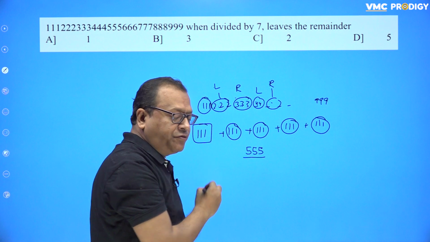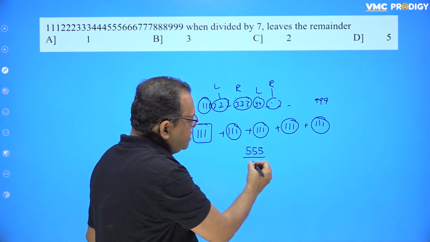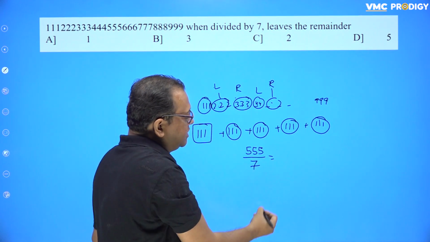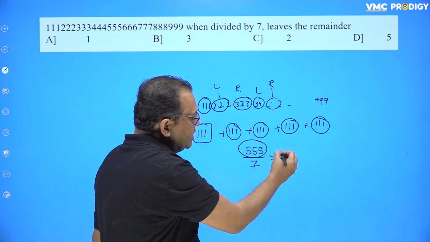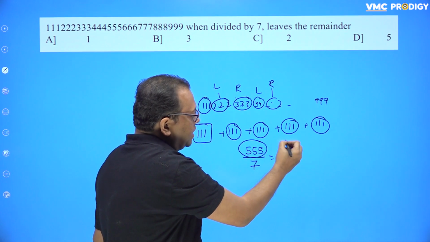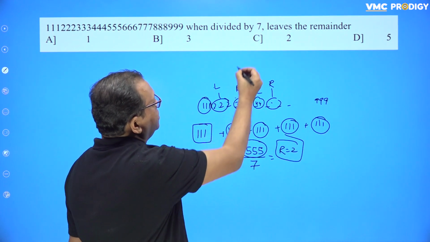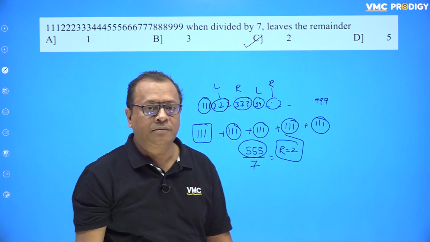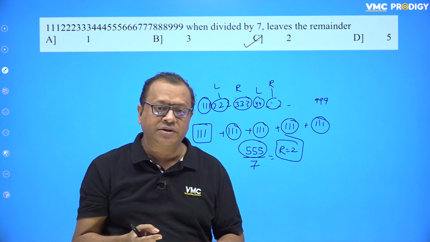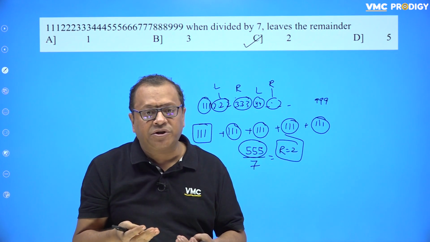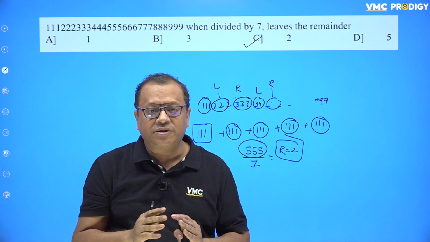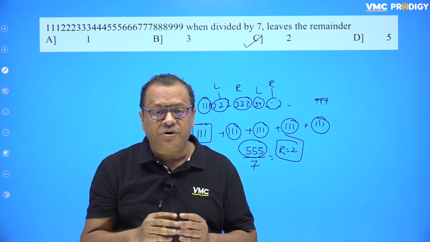Now 555, let's check. What is the result when 555 is divided by 7? What is the remainder? The remainder is 2. So the answer for this question is 2. This is how we calculate the remainders, and these are some of the tough questions of remainders which are commonly asked in the Aryabhatta number system, divisibility rules.